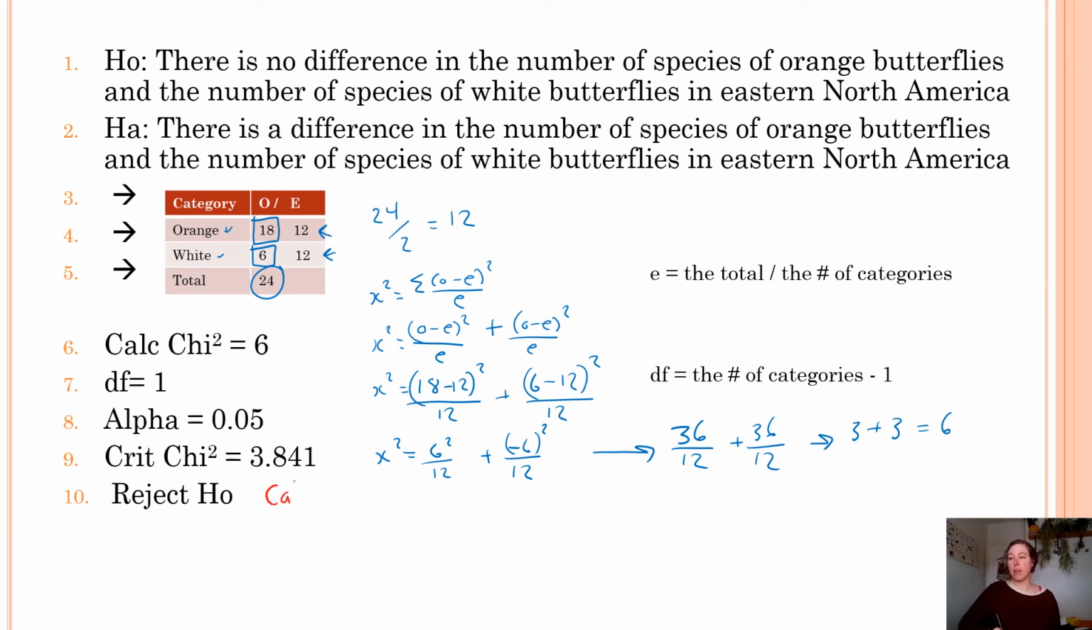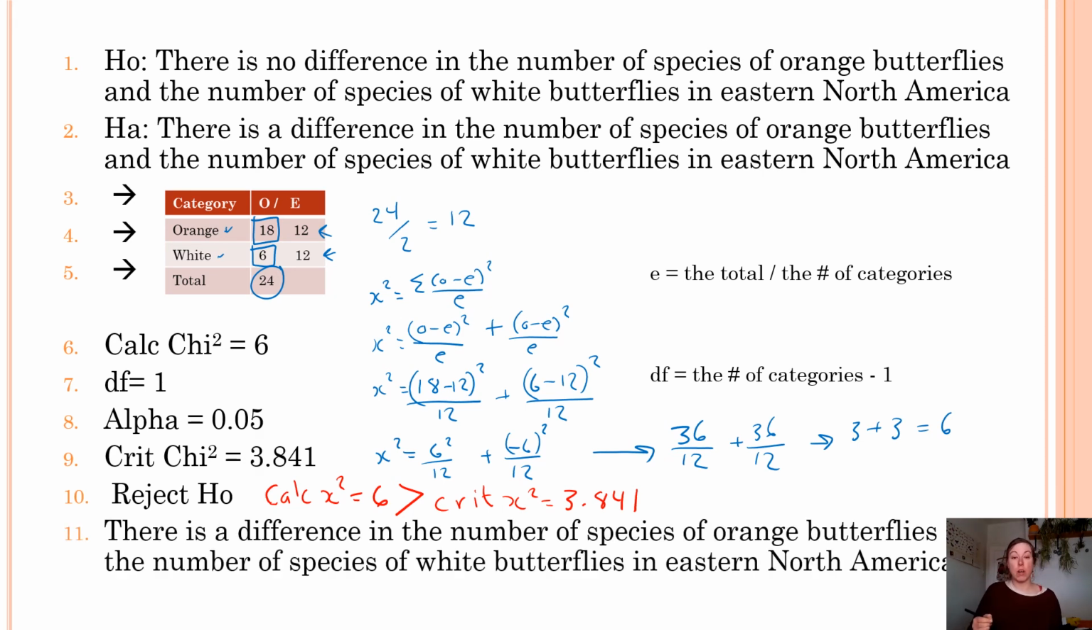Our calculated chi-squared is 6, and our critical chi-squared is 3.841. 6 is greater than 3.841. So we reject our H0. Our calculated chi-square has crossed that critical threshold. We're rejecting H0.